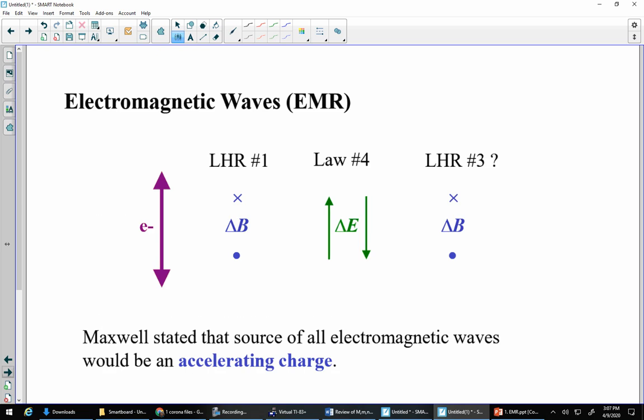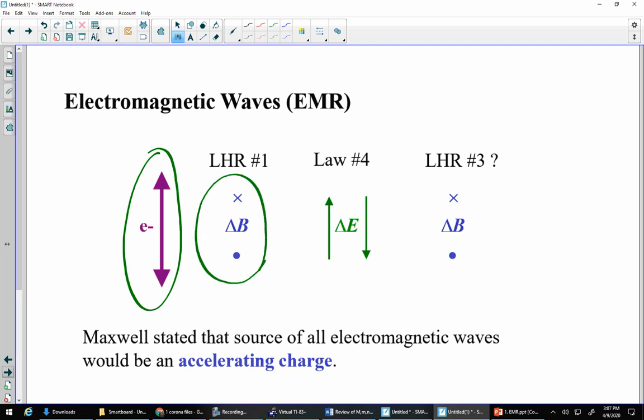So for electromagnetic waves, or EMR, essentially what we have is a changing electric field, or an accelerating charge. That accelerating charge creates a changing magnetic field. And notice, if the charge is going down and up, parallel, in the plane of the page, down and up, left-hand rule number 1 says the magnetic field should be going in and out of the page.